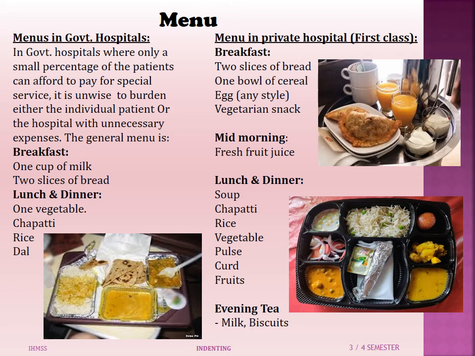For the private hospital first class, breakfast: 2 slices of bread, 1 bowl of cereal, egg any style, vegetarian snacks. Mid-morning, fresh juice. Lunch and dinner will include soup, chapati, rice, vegetable, pulse, curd, fruits, evening tea, milk and biscuits.